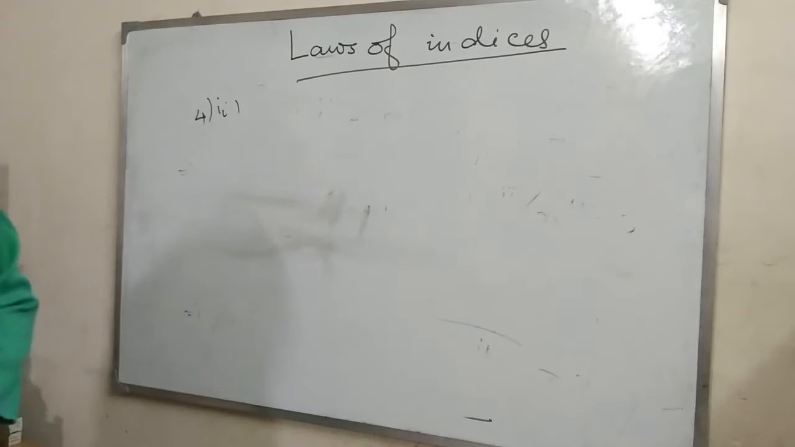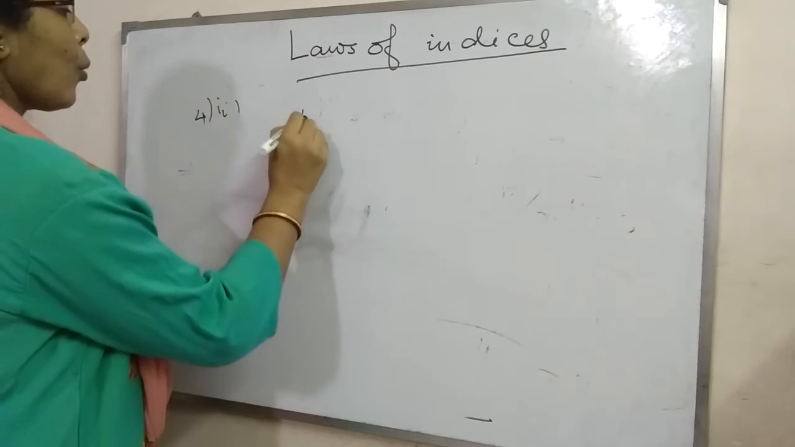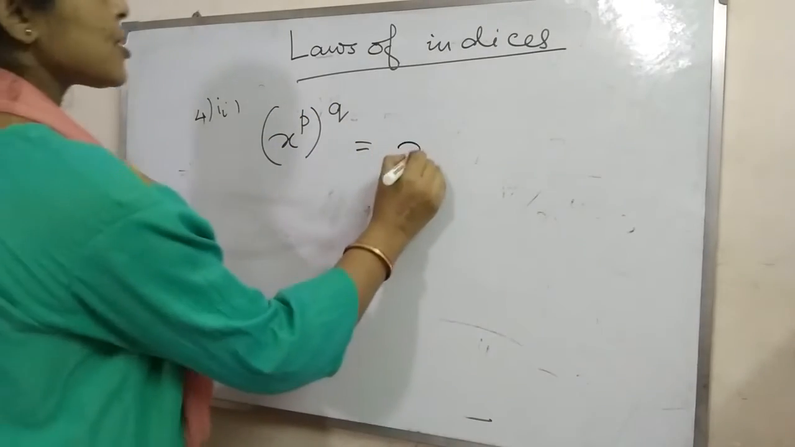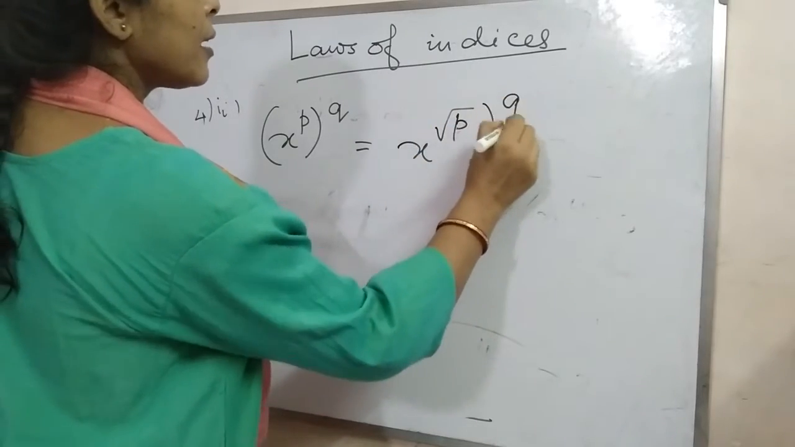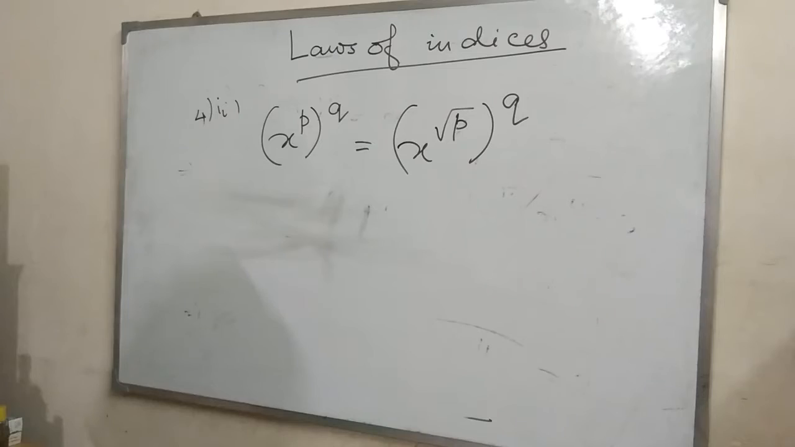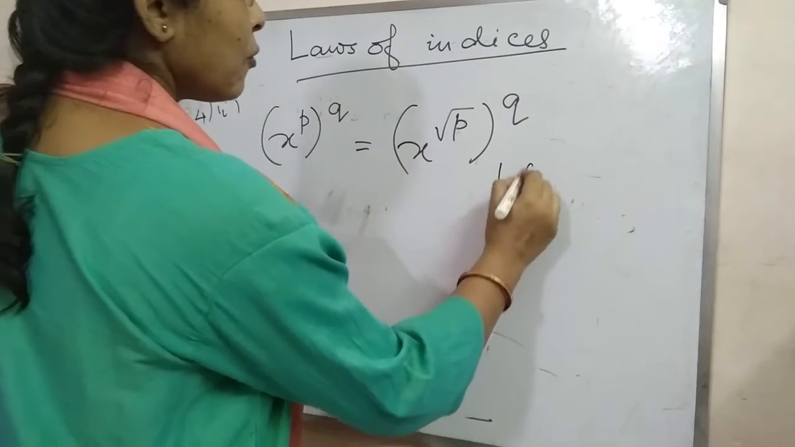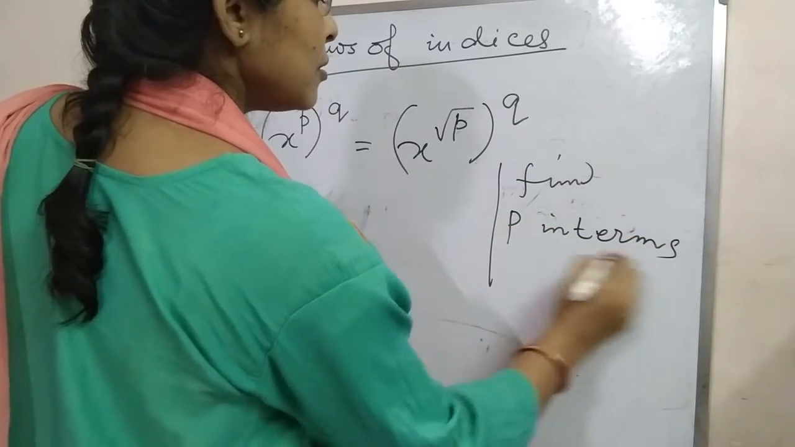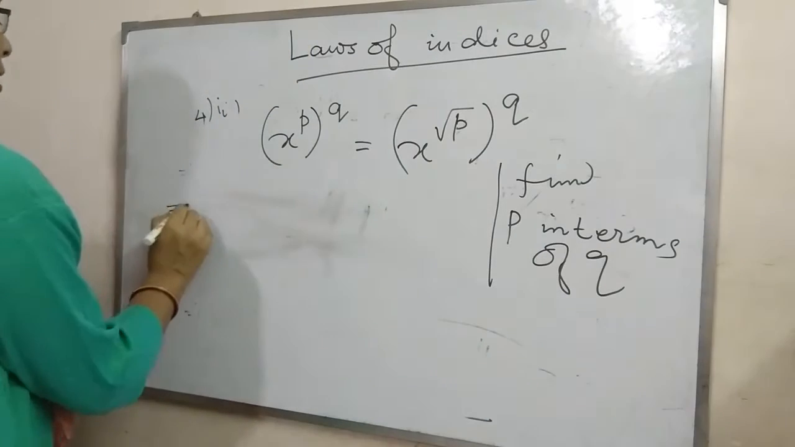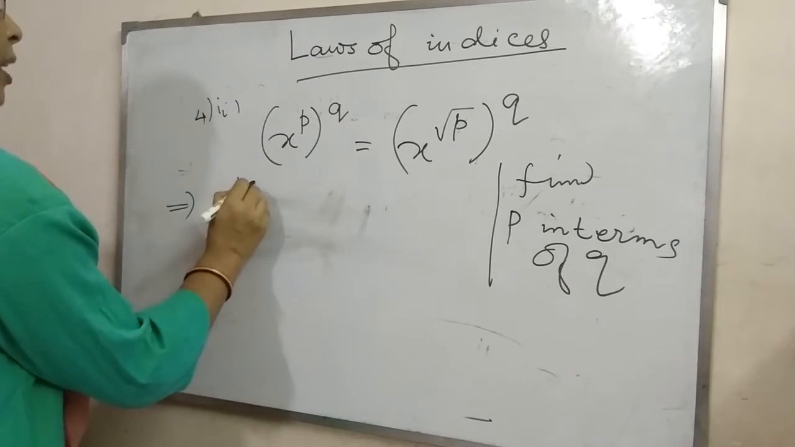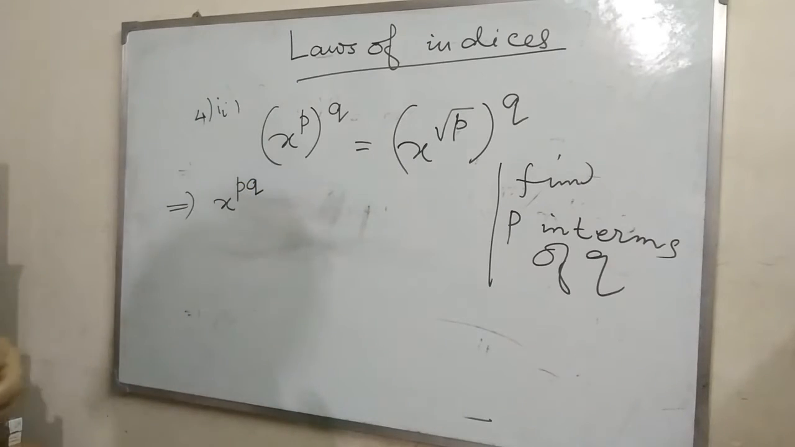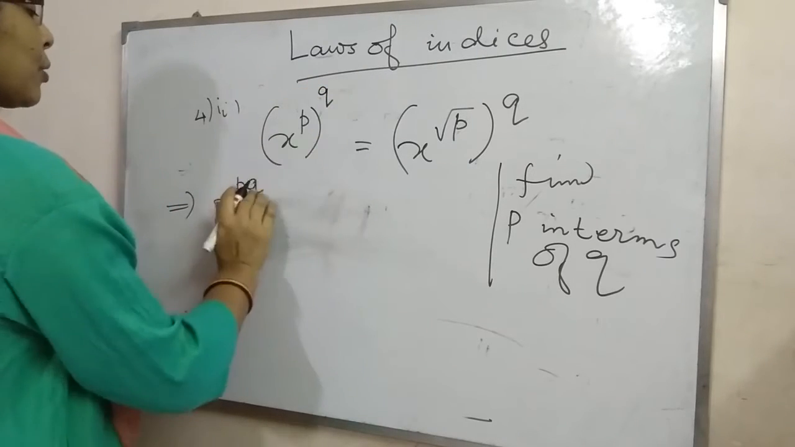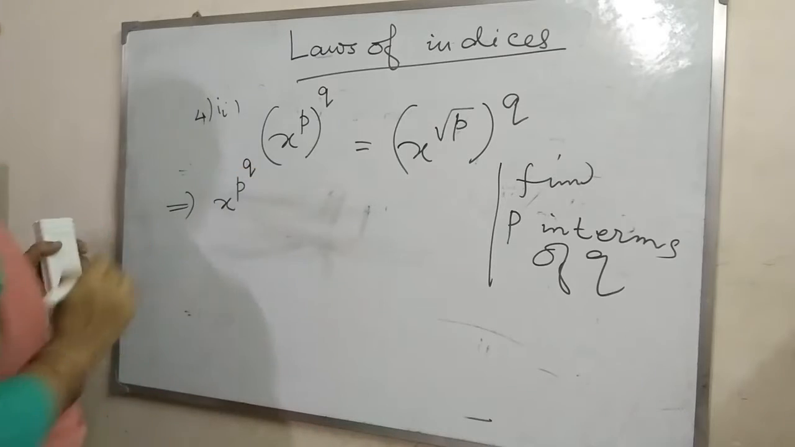The next sum is: x to the power pq is equal to x to the power root pq. Here find p in terms of q. I can write it in this way: p to the power q. Sorry, p to the power q. This is p to the power q.